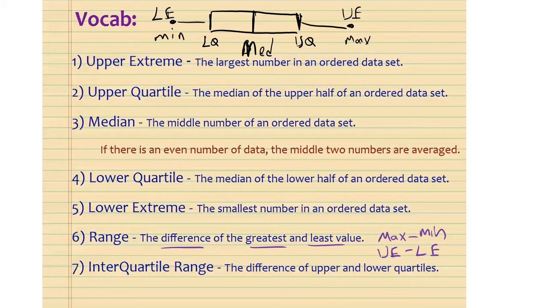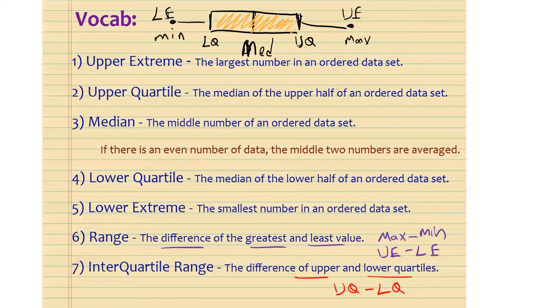Inner quartiles are the quartiles located here. These are the inner quartiles. Each of the sections are called quartiles, and the ones that are inside are called inner quartiles. To find the range of inner quartile, we would do the difference of upper and lower quartiles. That would be upper quartile minus lower quartile.